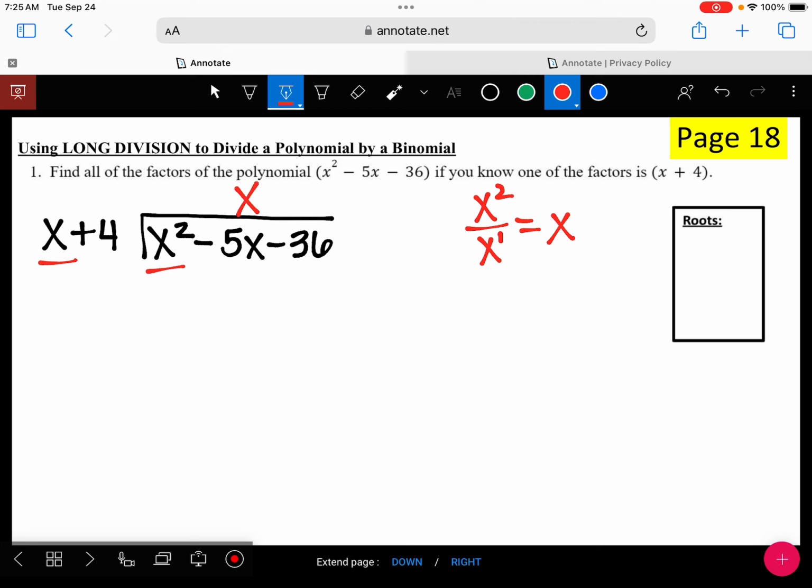And then step 2 is we're going to take the x that we just got and multiply it by the x plus 4. So when we multiply x times x plus 4, we get x squared plus 4x. So let's go ahead and line this up over here.